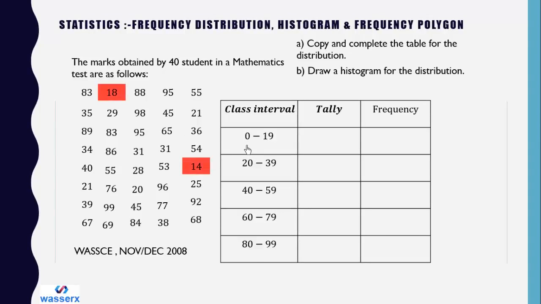So for 0 to 19, we have 1, 2. The tally is helping us count accurately. So we have 1, 2. So the frequency is 2.